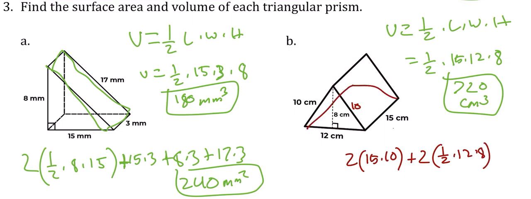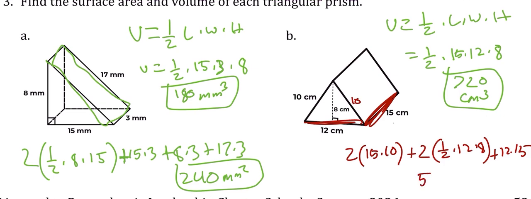And the last face we're concerned about is the bottom here. That's going to be 12 times 15. So we'll say plus 12 times 15. If we plug this into our calculator, we're going to get 576. And we're going to say centimeters squared for surface area.